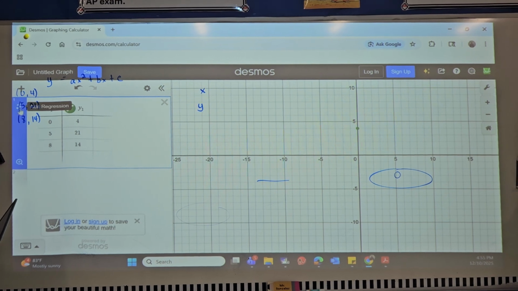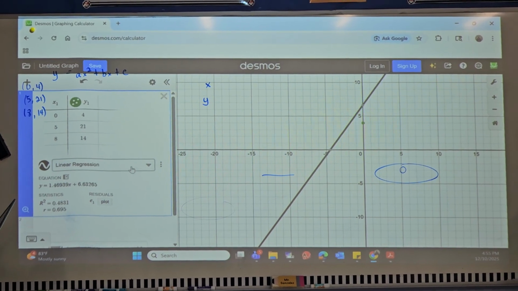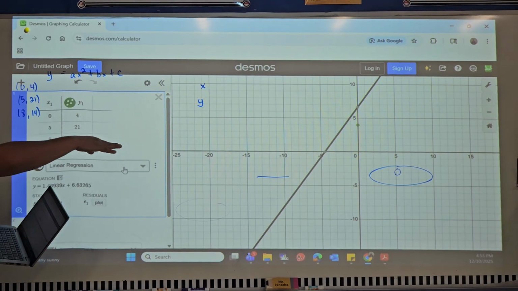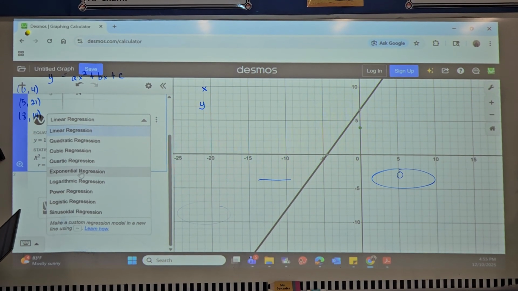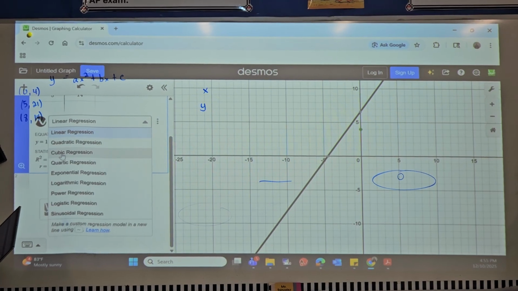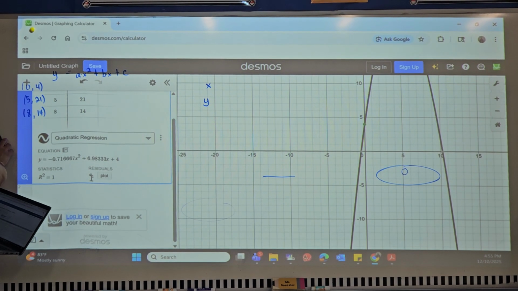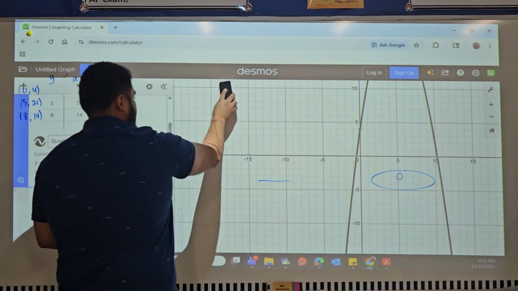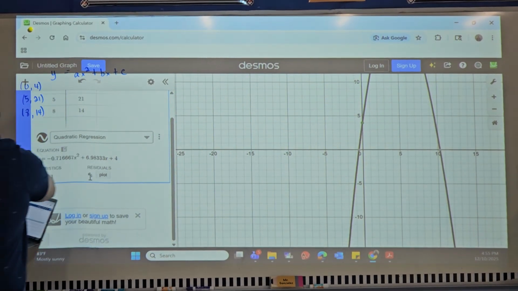If you press these 3 little dots, it tells you add regression. So we're gonna add regression, and based on what we underlined, we're not looking for exponential nor log. Quadratic, cubic, we're looking for quadratic, and there it is. So now, let me erase this real quick. Give me a minute.